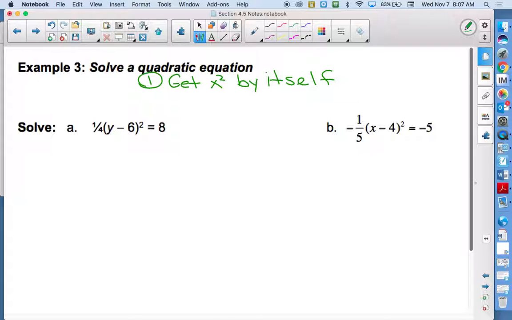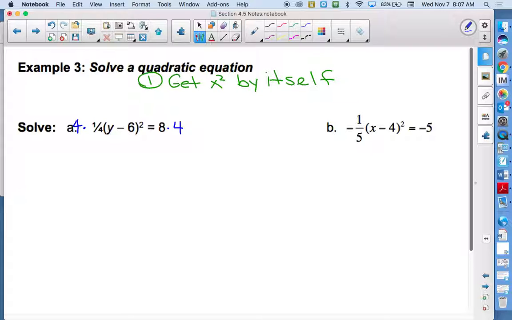So if you look in the front of the parentheses, there is a 1/4. How could we get rid of 1/4? Emma? Multiply both sides by 4. So we're going to take this 1/4 to the other side. That's usually the goal when you get something by itself. You want to take it to the other side of the equation.